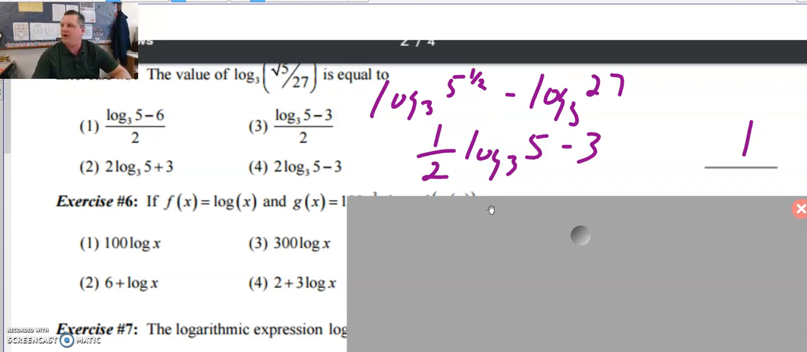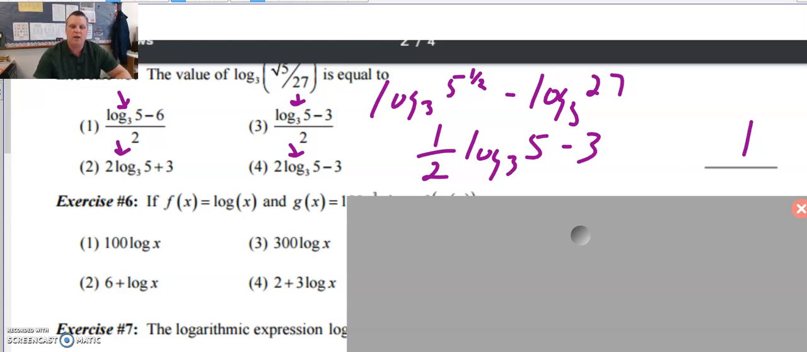And then log base 3 of 5. It doesn't turn out to be a whole number, so we just leave it, because these choices here help you determine that. They all have the log base 3 of 5, so don't evaluate it any further. It's in each choice. Log base 3 of 27, that one you throw in your calculator, and it's 3.